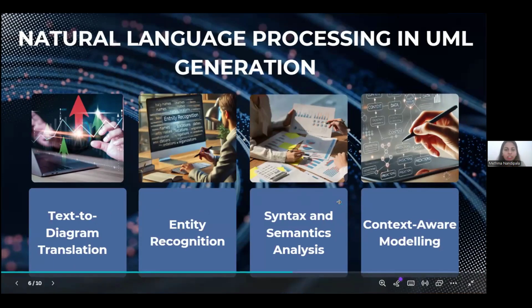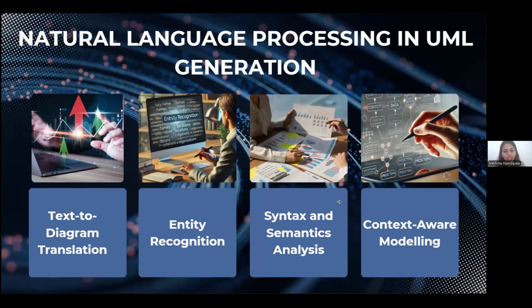This slide highlights how natural language processing helps in creating UML diagrams. Text-to-diagram translation turns written text into UML diagrams automatically. Entity recognition identifies and classifies key elements like entities, attributes, and relationships within the text. Syntax and semantics analysis understands the structure and meaning of the text. Context-aware modeling uses the context to create more accurate UML diagrams.